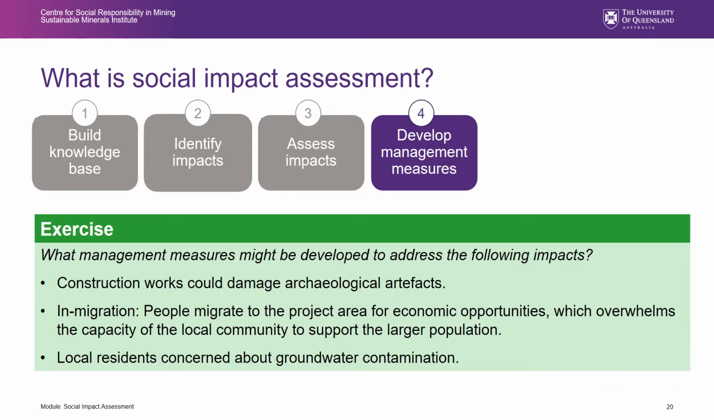What should be done about the impacts that we have identified and assessed? The fourth step is devising ways to manage those impacts, sometimes called management measures. Management measures seek to avoid, mitigate, or reduce the significance of adverse impacts and enhance any positive impacts that have been identified. Take a moment to consider the 3 impacts listed in the green box. What management measures might be developed to address them? Pause the video if you need. Some suggested responses appear on the next slide.